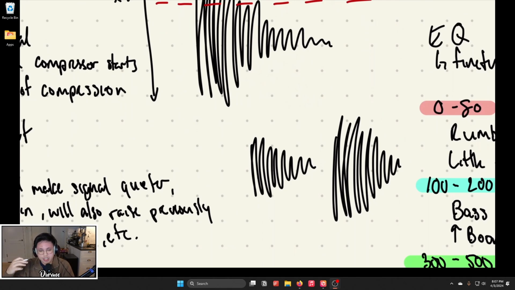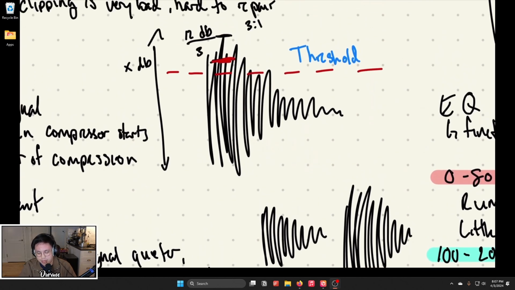It gets rid of the harsh stuff, and it also brings out the other stuff in your voice, or rather just your audio in general. So that's the reason why compressors are important. And when you add the makeup gain, you start to hear more things that may have gotten lost in here because of the transients.